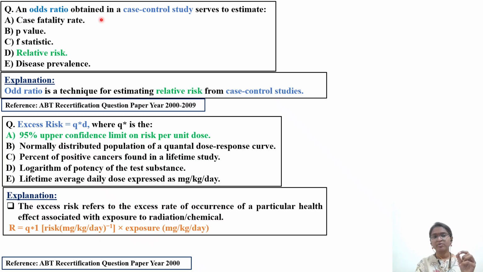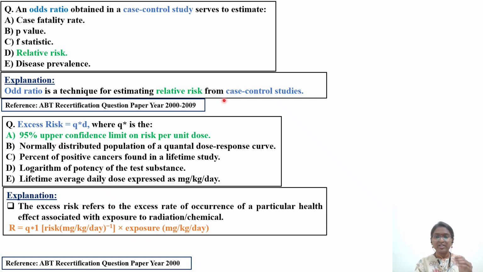An odds ratio obtained in a case control study serves to estimate: option A, case fatality rate; option B, p value; option C, F statistics; option D, relative risk; and option E, disease prevalence. The right answer will be relative risk. So this is a definition. Odds ratio is a technique for estimating relative risk from case control studies.